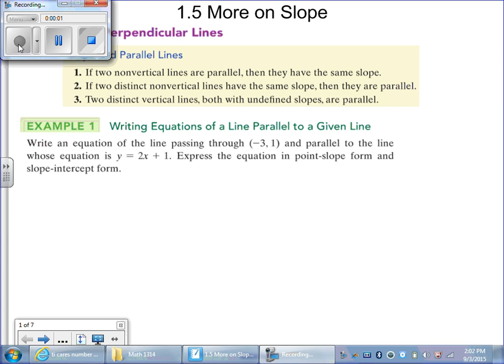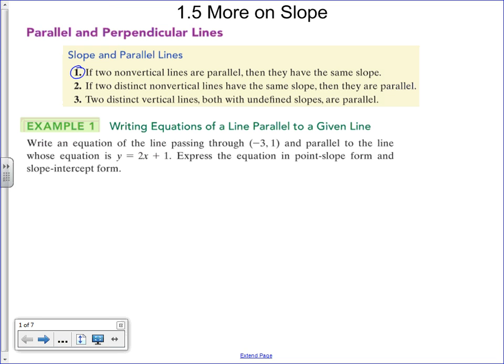We'll cover section 1.5, more on slope. We're going to talk about parallel and perpendicular lines first. So parallel lines, we have three conditions here. Well, 1 and 2 are the same thing. We have if two non-vertical lines are parallel, then they have the same slope. Same slope. Why do you guys think we're making that non-vertical lines exception?